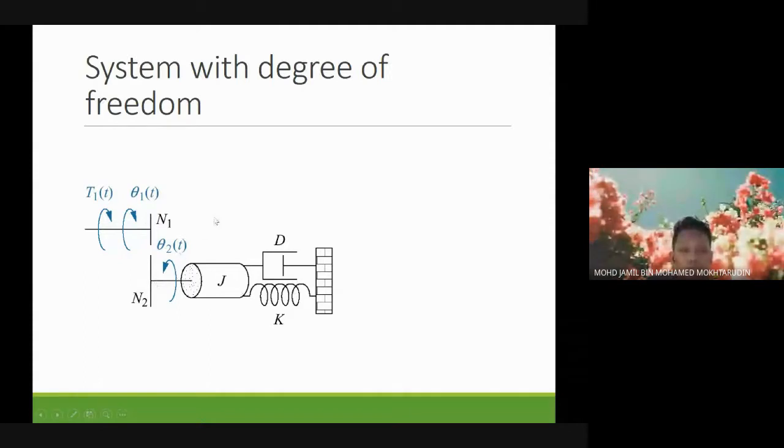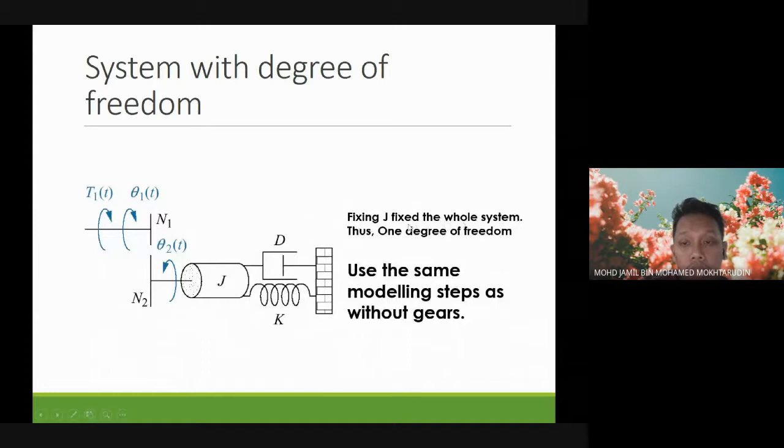So let's say you try to hold shaft J. When you hold shaft J, then gear N2 cannot move, because shaft J is fixed already. When N2 is not moving and it is connected with N1, then N1 also will not move because it is connected by the teeth. So there is only 1 degree of freedom, even though there are 2 thetas, theta 1 and theta 2. The 2 thetas measure different gear rotations, but there is only 1 motion involved in this system. So fixing J will fix the whole system. So 1 degree of freedom only.